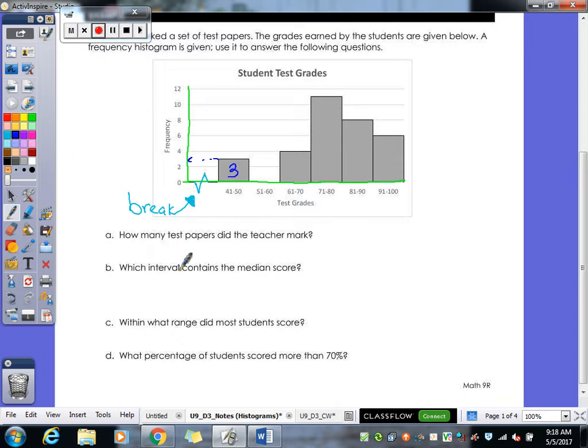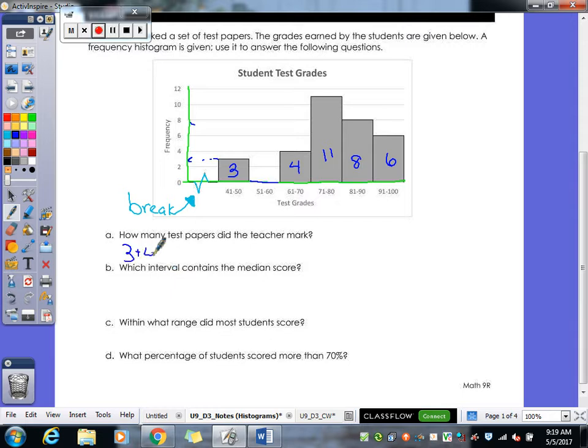How many in 61 to 70? And 71 to 80? 11. 81 to 90? 8. That goes right up to the line. And then 91 to 100? How come there's no bar here at 51 to 60? Because nobody got a score in that range, so there's no bar there. It's not that they didn't put it there, it's just that it represents 0.